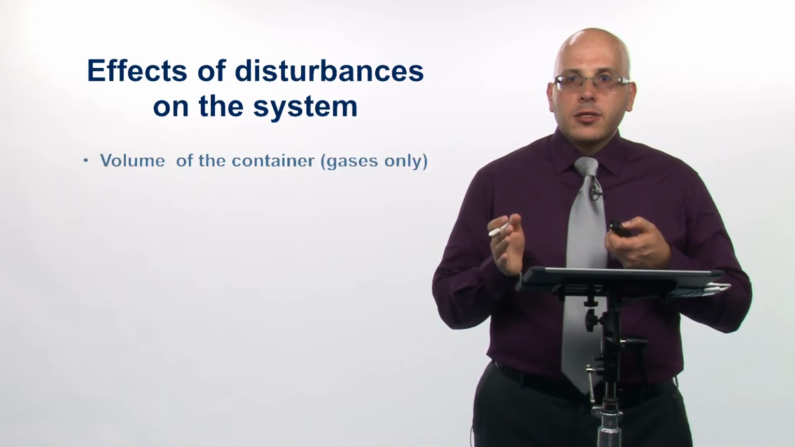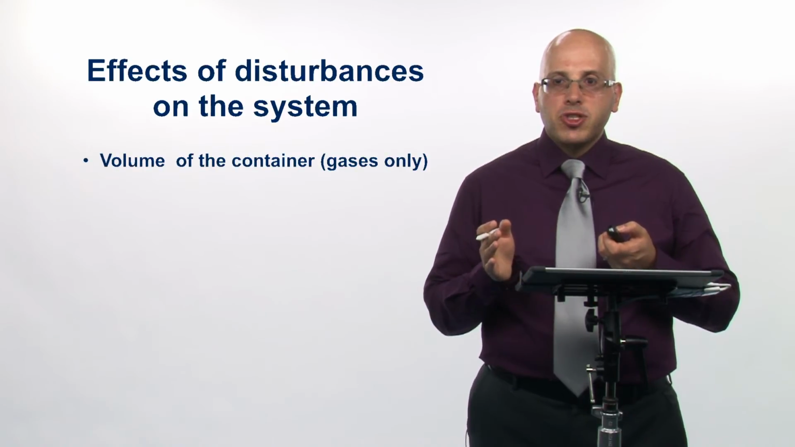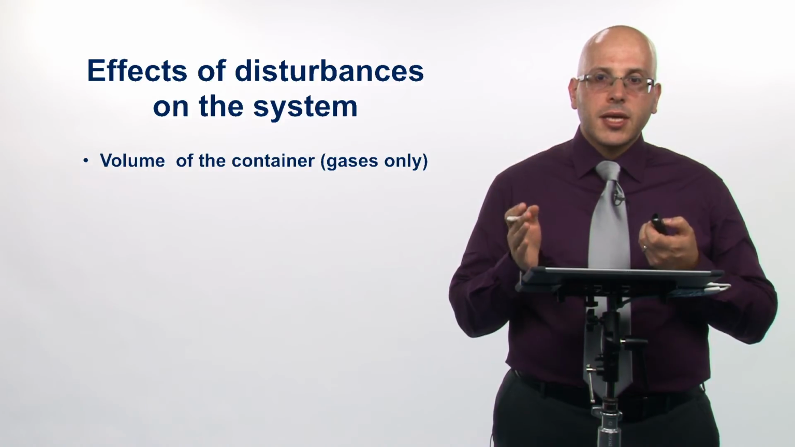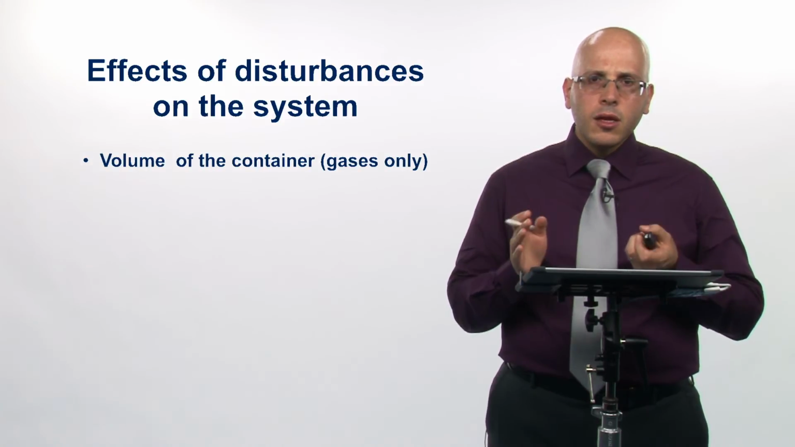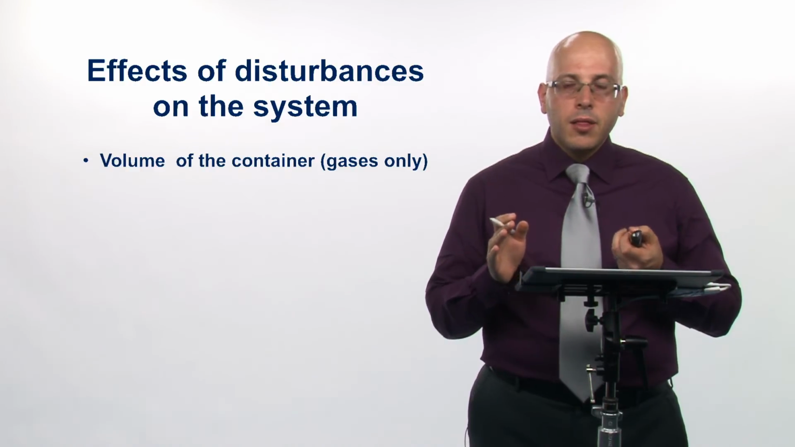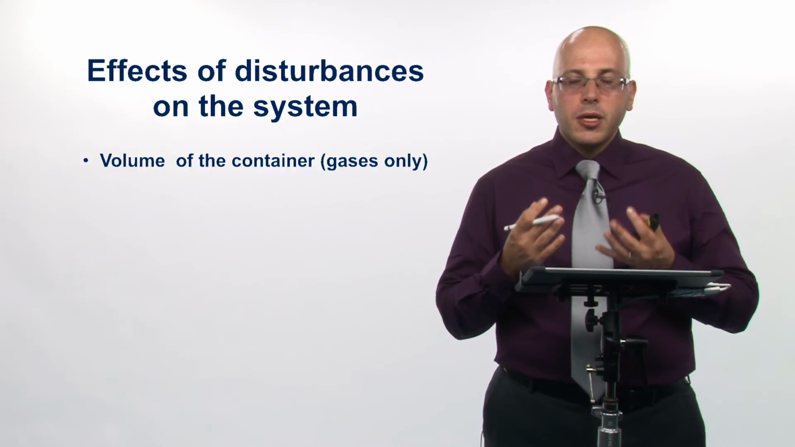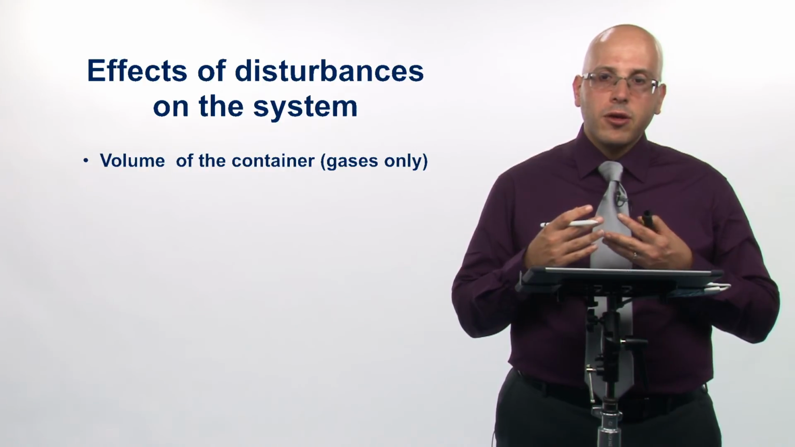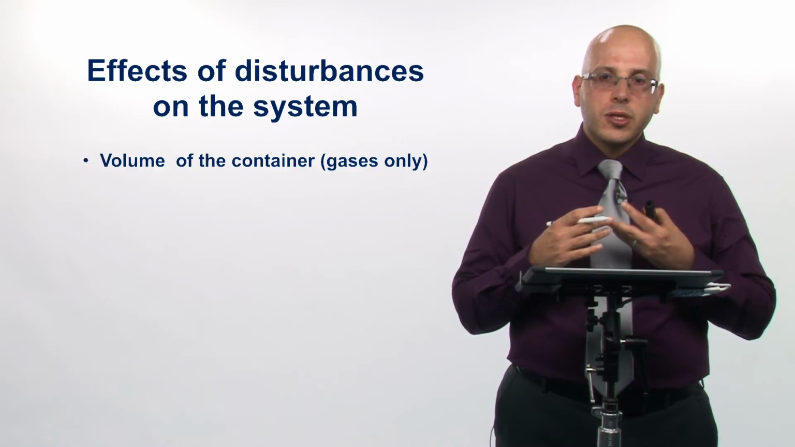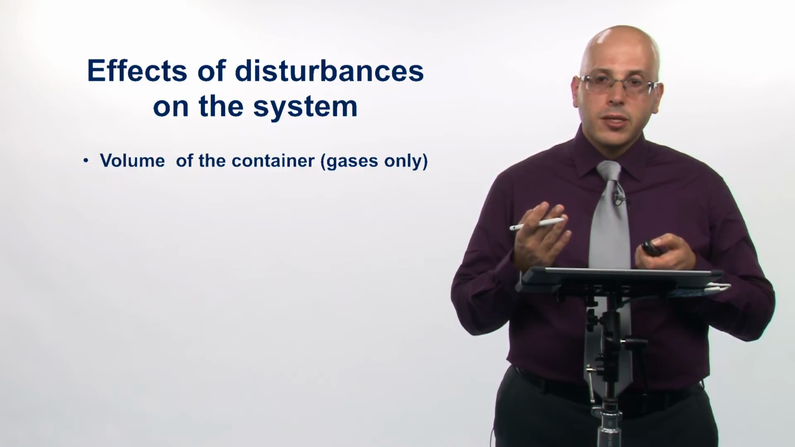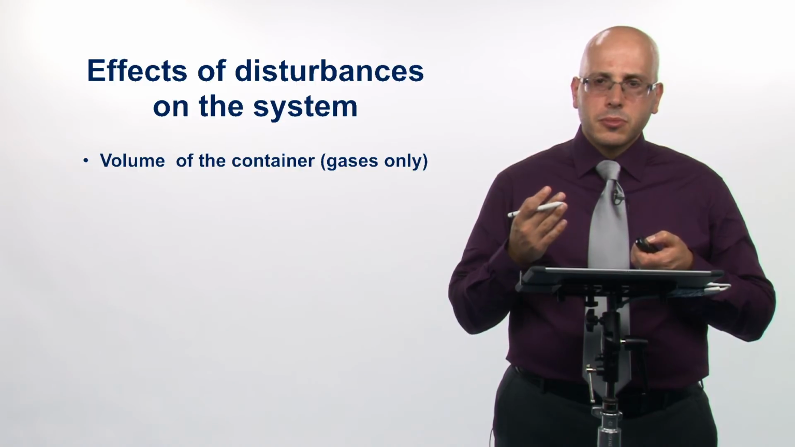Now let's look at some other disturbances, like if I change the volume of the container. This only really affects gases. If I have a reaction that's including gases or involving gases, then volumes are going to be inversely related to concentrations. So if I decrease the volume, that's basically the same as increasing the concentration. So I can think of volume changes as being related or the same as concentration changes.